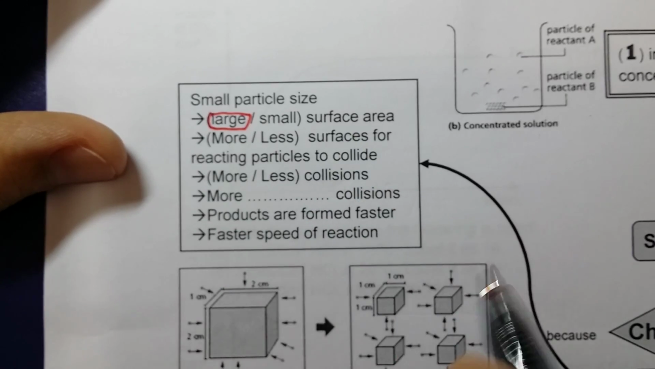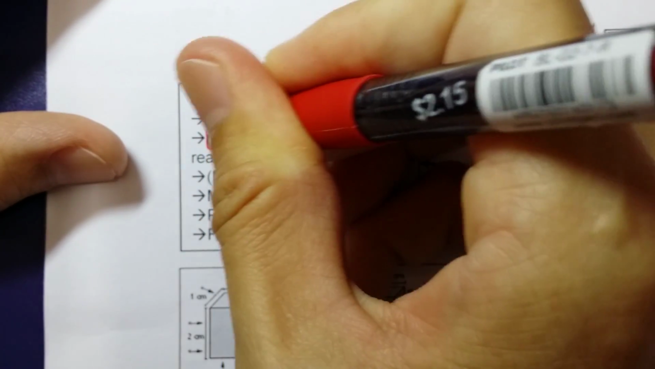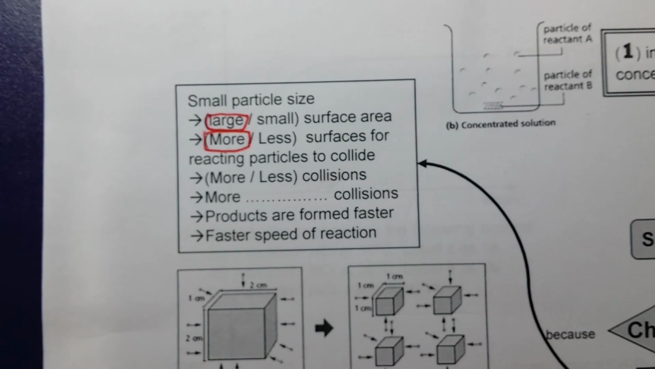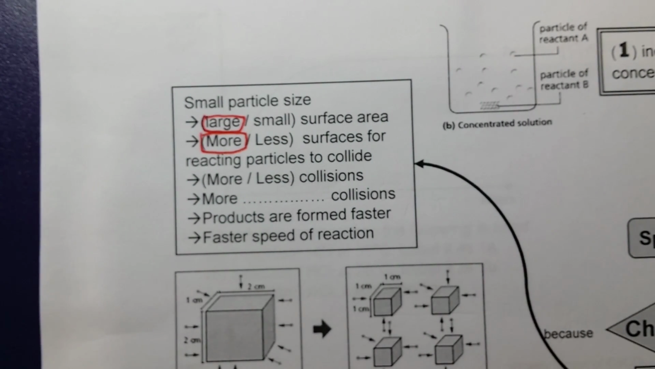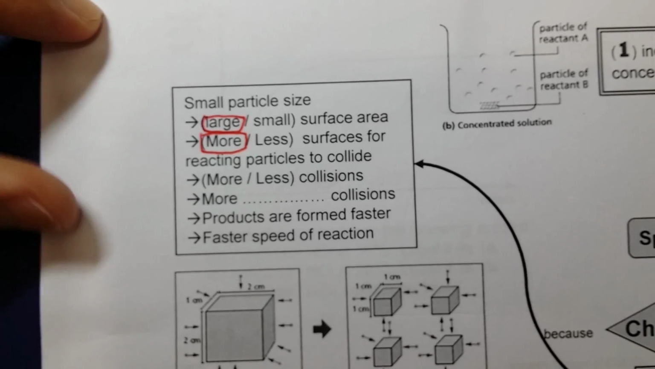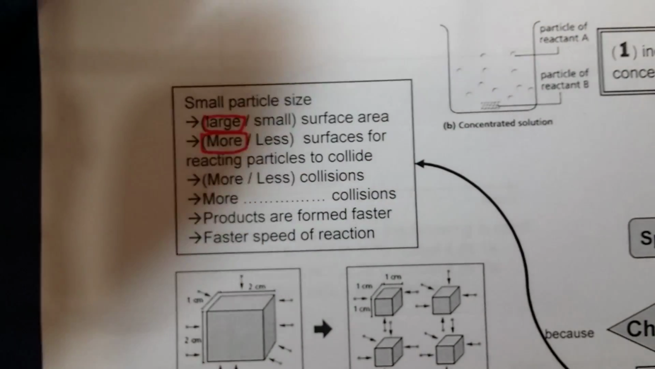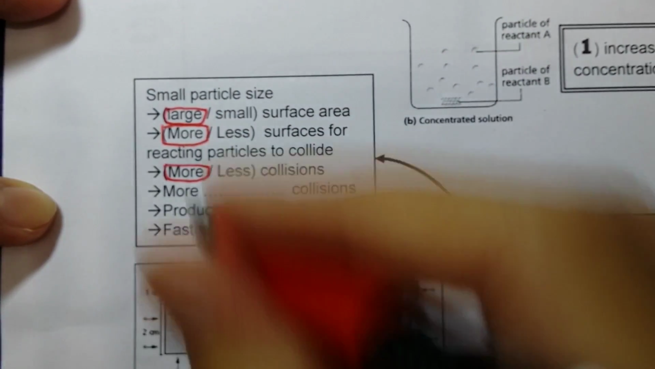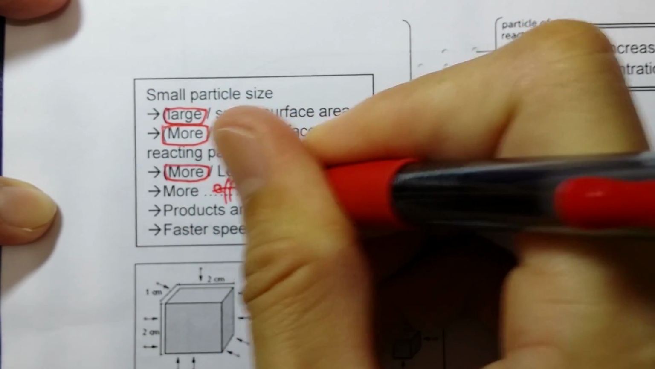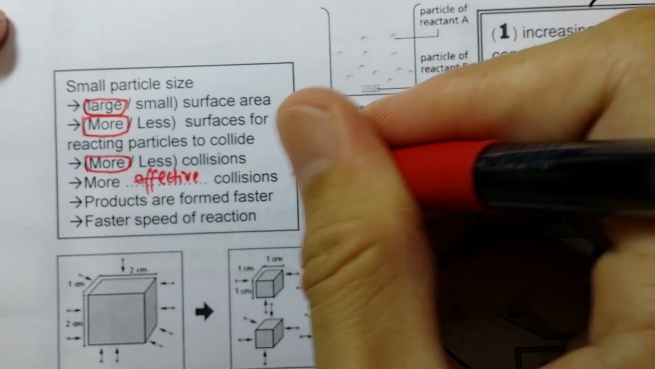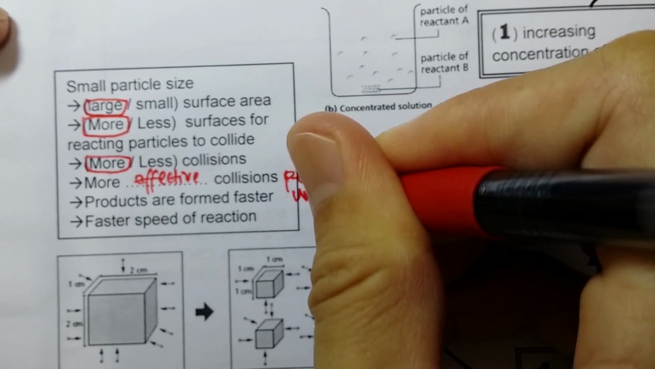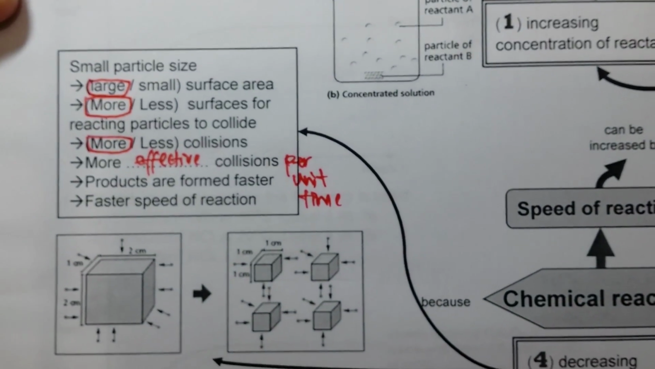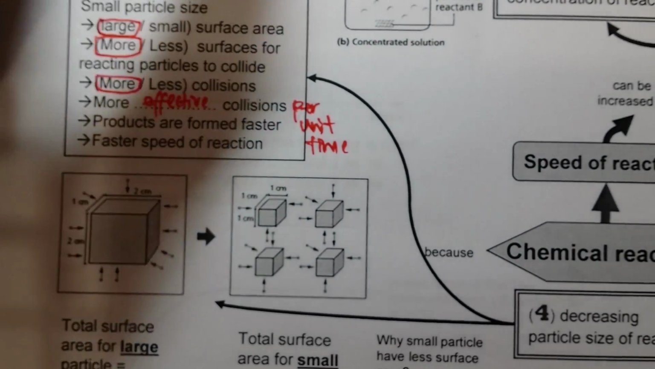Large surface area means more surfaces for reacting particles to collide. When the surface area is larger, there are more surfaces for the reacting particles to collide. So there will be more collisions. More collisions means more effective collisions per unit time. It means that products are formed faster and the speed of reaction is faster.